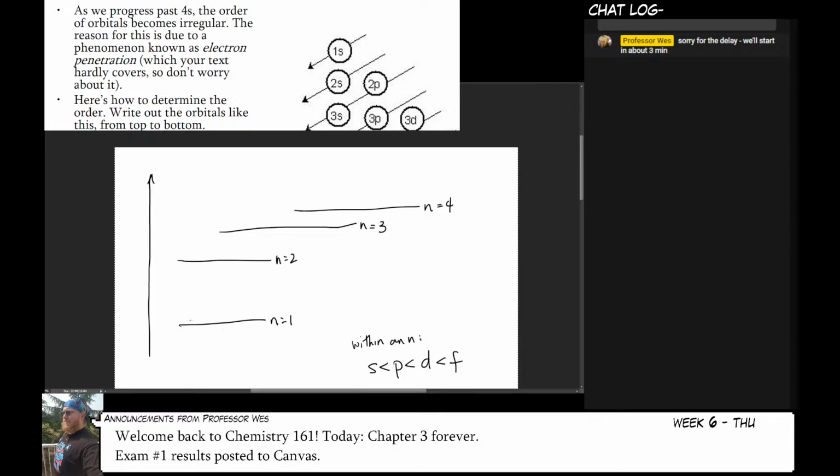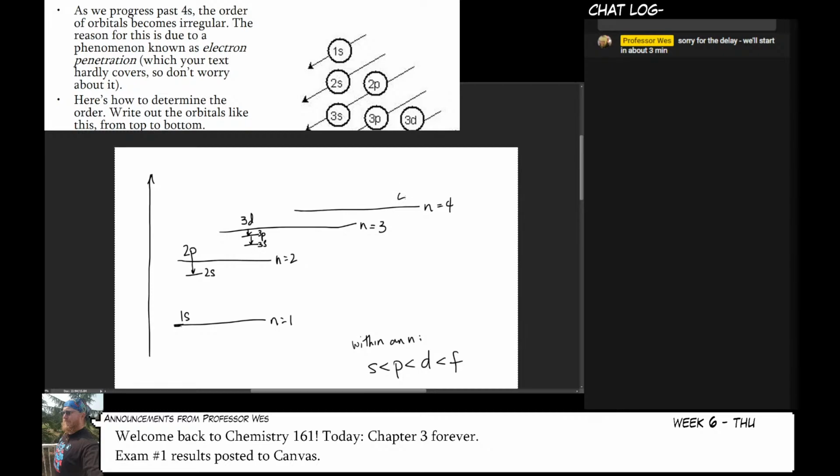What we actually do is we put the highest energy that's possible on this line. So for this, it would be 1s. So 1s would be on this line right here. For this one, it would be 2p, and then 2s would just be a little bit below it. Up here, 3d would be on this line, and then 3p would be below that, and then 3s would be below that.